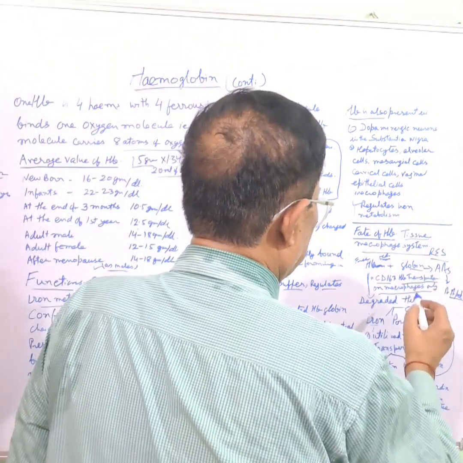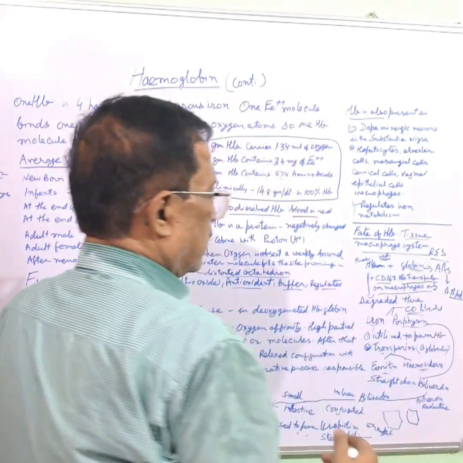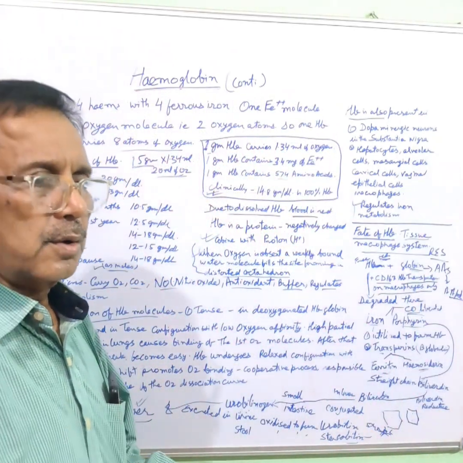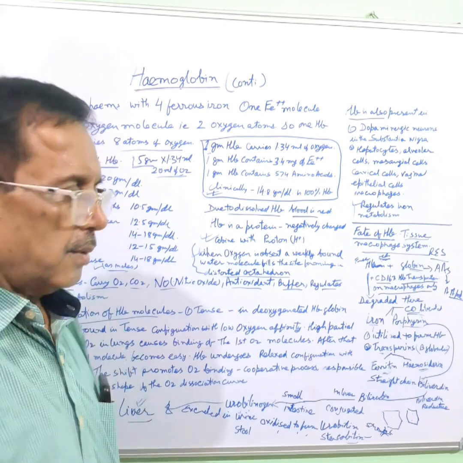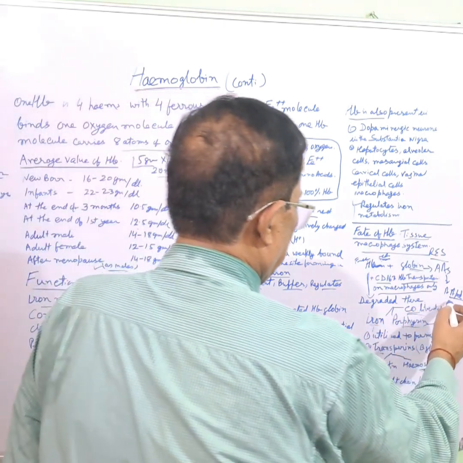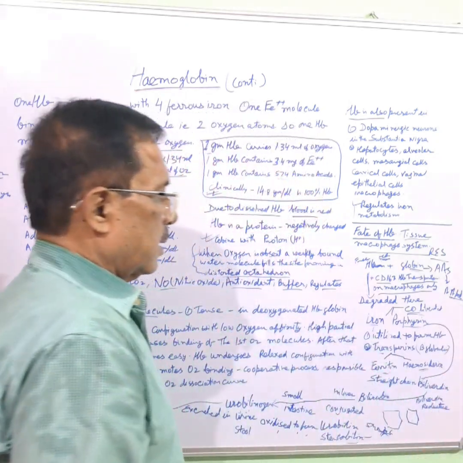And globin is broken down into amino acids, and these amino acids enter the amino acid pool, and from there they are used to form protein.